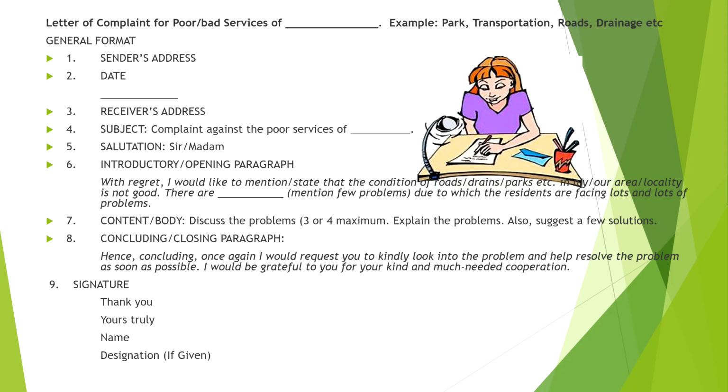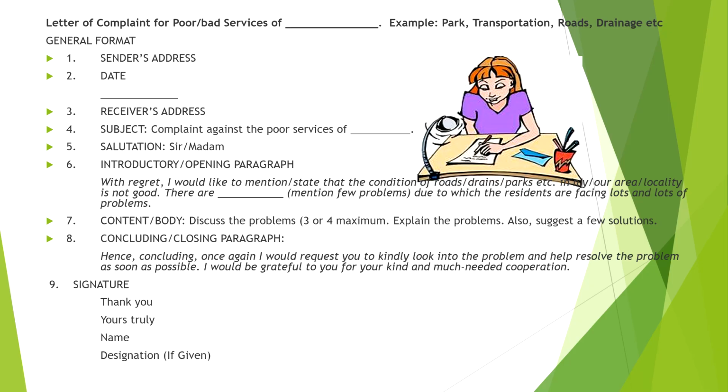Now, in this slide, we are going to discuss how to write a letter of complaint for poor or bad services or any facility which is being given to us or which we enjoy as a citizen. The previous one which we discussed was the letter of complaint for products or goods. Students, you should go back and you must have noticed that in the letter of complaint for products or goods, we don't write thank you because we are upset, we are not happy.